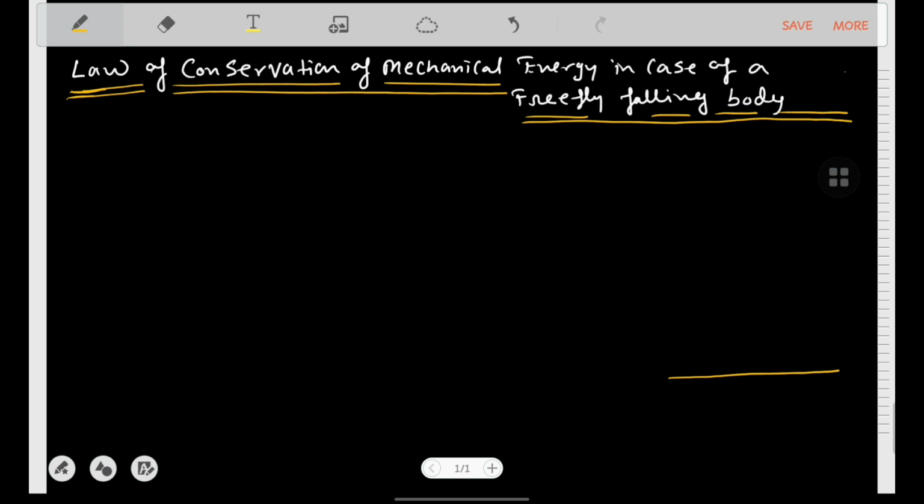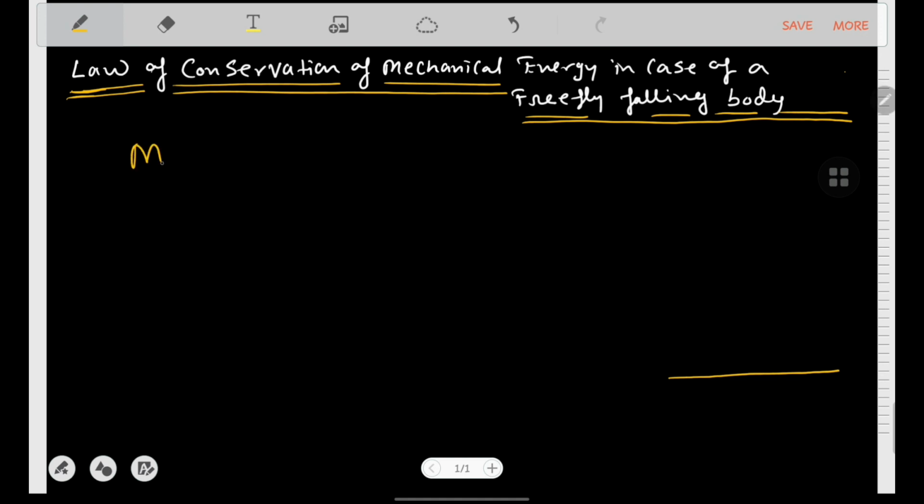Today we are going to understand the law of conservation of mechanical energy in case of a freely falling body. It means when any body is under free fall, at that time we have to understand the amount of mechanical energy. And I hope you know the mechanical energy. It's a sum of kinetic energy and the potential energy of any object. It is called total mechanical energy.